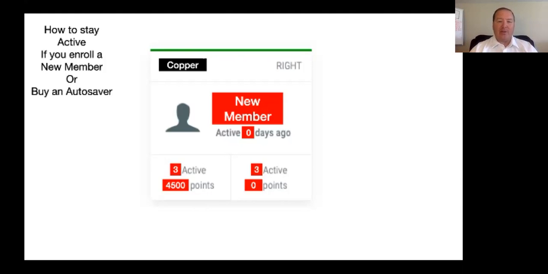So let's say that during the week, all right, this is going to show you ranking up. So if you've got 3 and 3, you could rank up to bronze. If you got 5 and 5, you could rank up to silver. And if you got 8 and 8, you could rank up to gold.